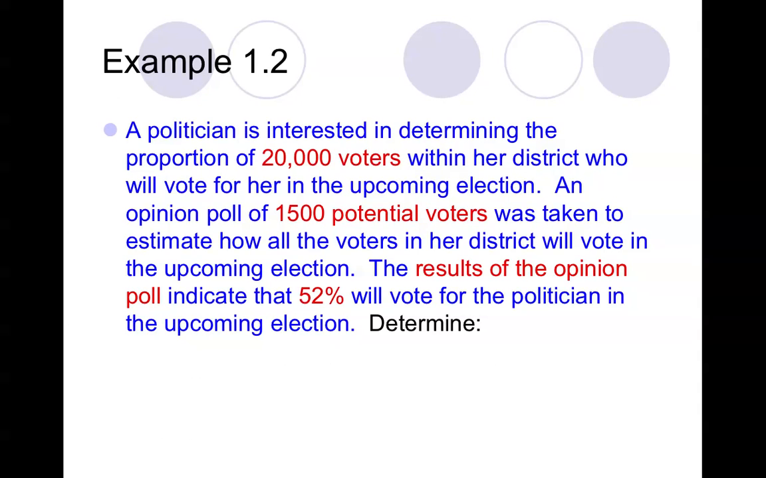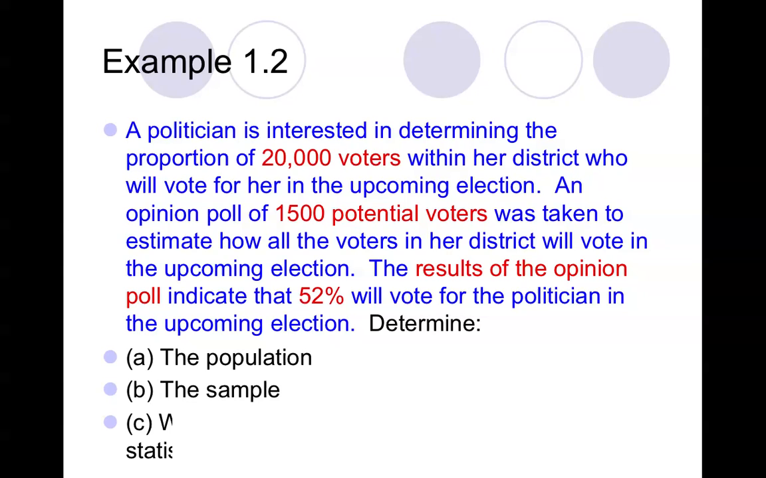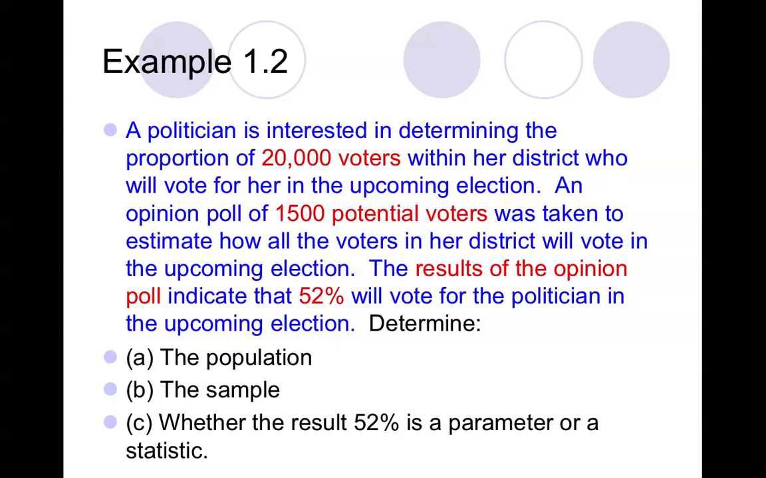We're going to look at this example 1.2 from your textbook, and we're going to decide what's the population, what's the sample, and whether or not 52% is a parameter or a statistic. So here's the example. A politician is interested in determining the proportion of 20,000 voters within her district who will vote for her in an upcoming election. An opinion poll of 1,500 potential voters was taken to estimate how all the voters in her district will vote in the upcoming election. The results of the opinion poll indicate that 52% will vote for the politician in the upcoming election.